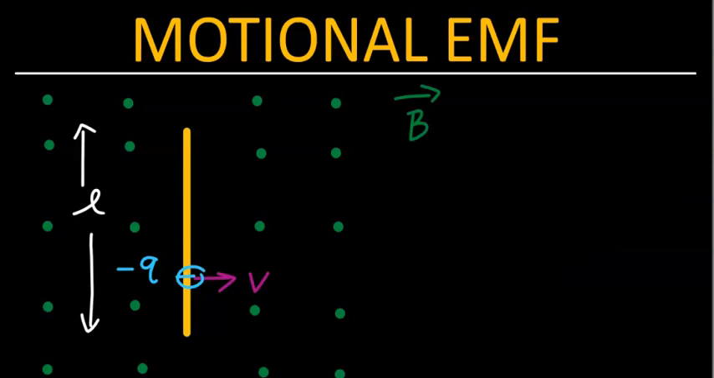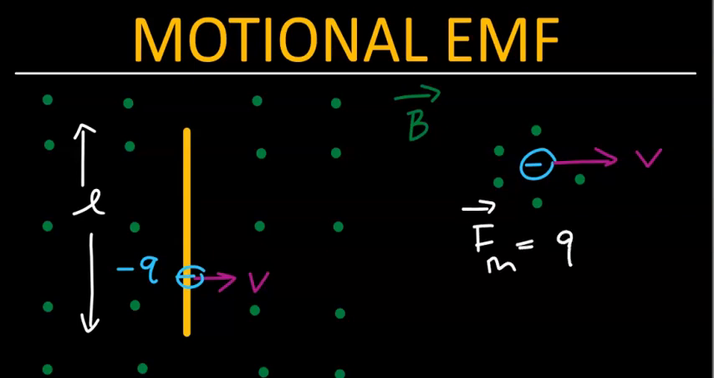So what happens is that you have a negative charge with a velocity to the right, speed is v meters per second, and the magnetic field in which it's moving is coming out of the plane. That means there must be a magnetic force acting on this charge, and it's given by Q v cross the magnetic field B. Now we note that this charge is negative, so let's write the charge like that.